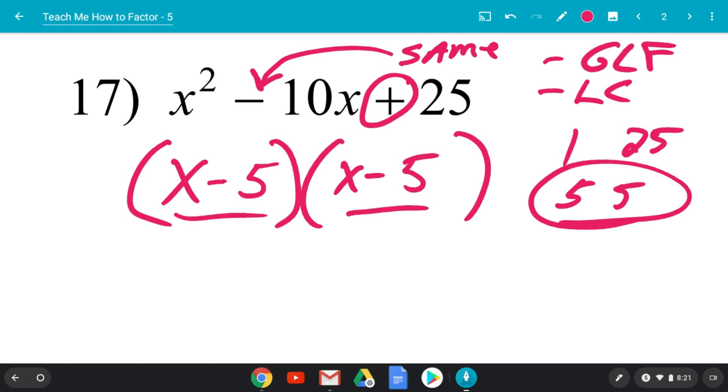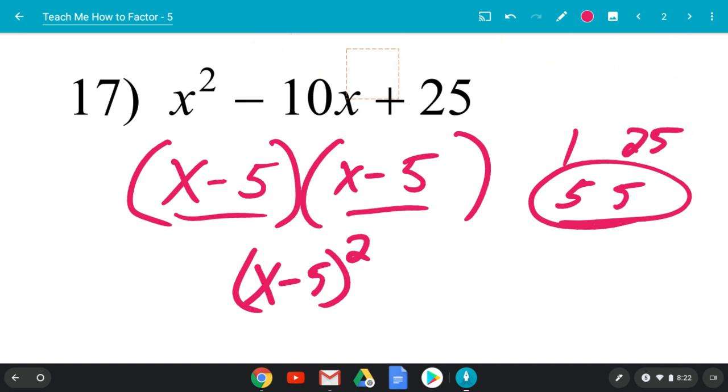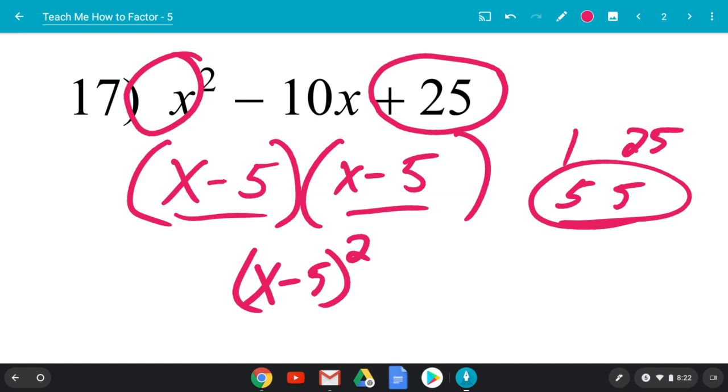Those look identical. Couldn't I write this as x minus 5 quantity squared? Yeah? Huh. Anybody see anything interesting? It's a perfect square trinomial. Maybe at the very beginning I had noticed that this was a perfect square and 1 is a perfect square.